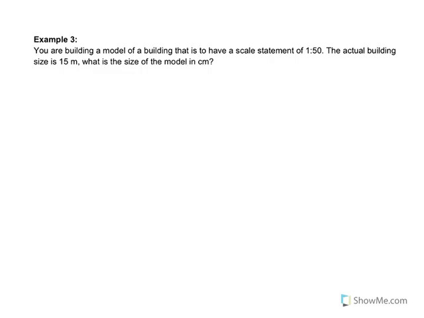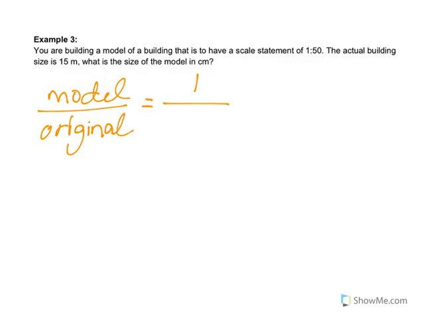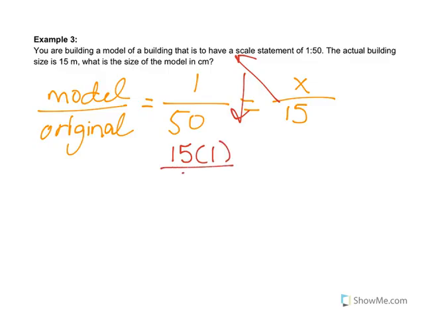Okay, example 3. You're building a model of a building that is to have a scale statement of 1 to 50. The actual building is 15 meters. What's the size of the model in centimeters? So we have model over original. And I like to write it in words first, just so I remember what's what. So we have 1 over 50. The actual building is 15, so we're going to put 15 on the bottom, x on the top. We're going to use proportional reasoning. So 15 times 1 divided by 50 is x, and we get 0.3 meters is our answer.